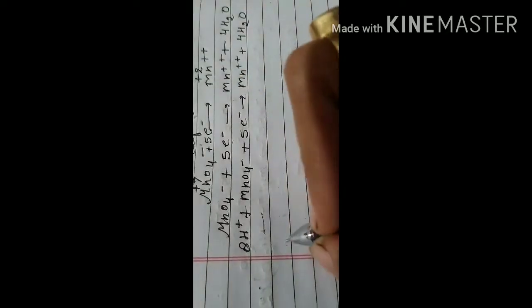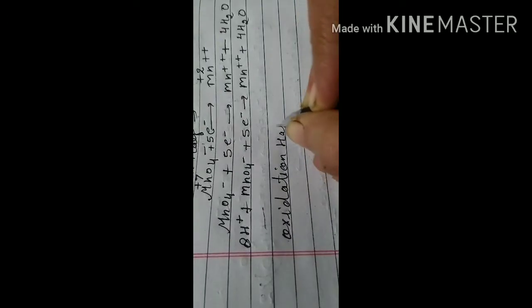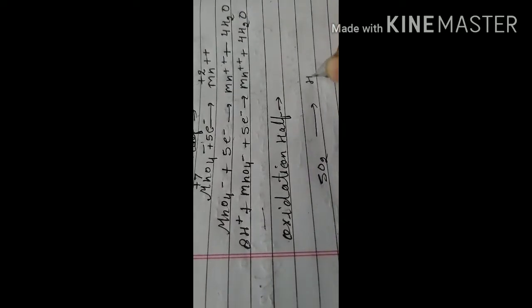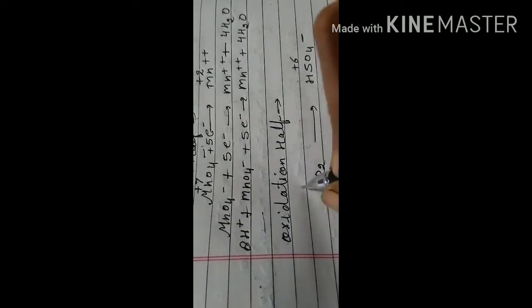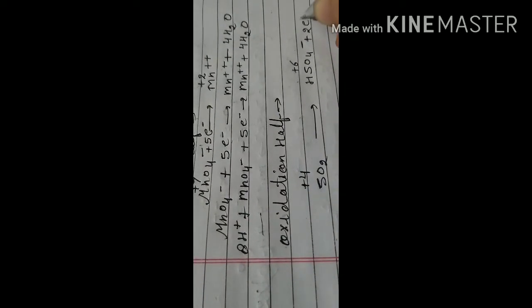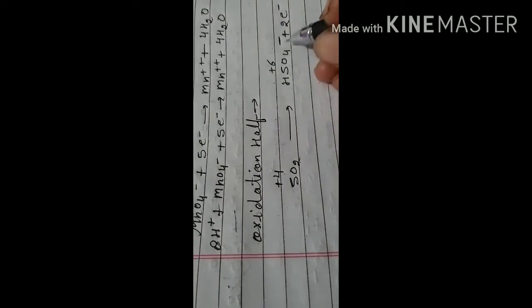Now we will balance the rest of the portion, the oxidation half. Everyone has to see it properly. In the oxidation half, SO2 is converting into hydrogen sulfate, HSO4 negative. Here the oxidation state we have got is +6, and here it is +4. So we add 2 electrons to balance the oxidation number. 6 minus 2, we get 4 on both sides. After that we have to balance the oxygen. Here 2 oxygen and here 4 oxygen, so we put 2 moles of water.